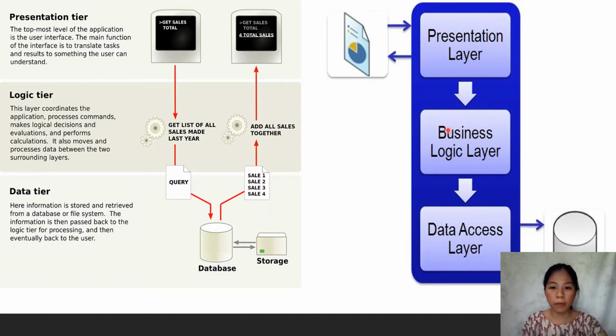This diagram here shows the presentation layer, business logic layer, and data access layer. In the presentation layer, it is where the user interacts with an application. The second layer, the business logic layer, is where the presentation and the data communicate with each other. The last layer, the data access layer, is basically the server that stores an application's data. So this is the database.